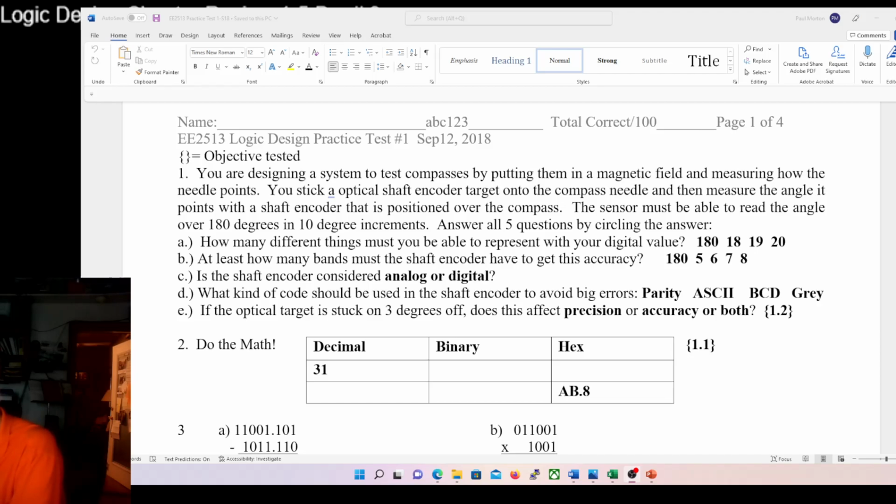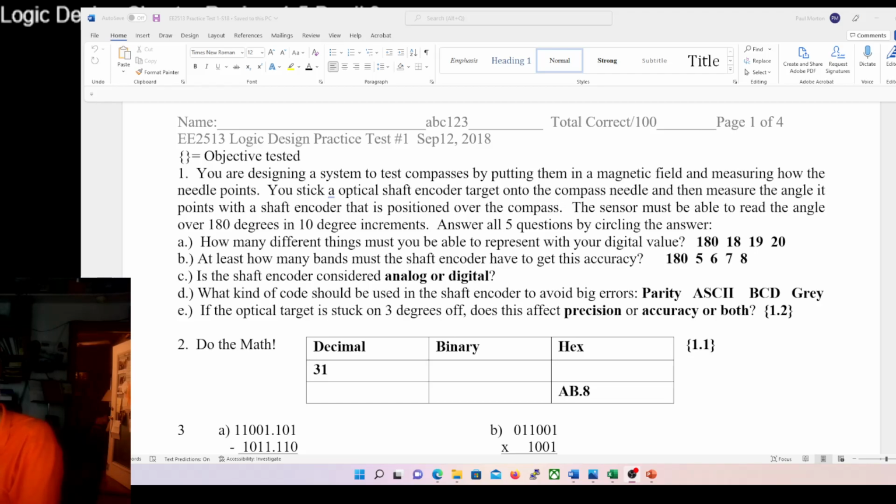And we're going to stick a shaft encoder on the needle like that, and it's got all these bands, and it allows us to read the angle that the needle is pointing to within some degree of accuracy. So here's the question. The sensor must be able to read the angle over 180 degrees in 10-degree increments.